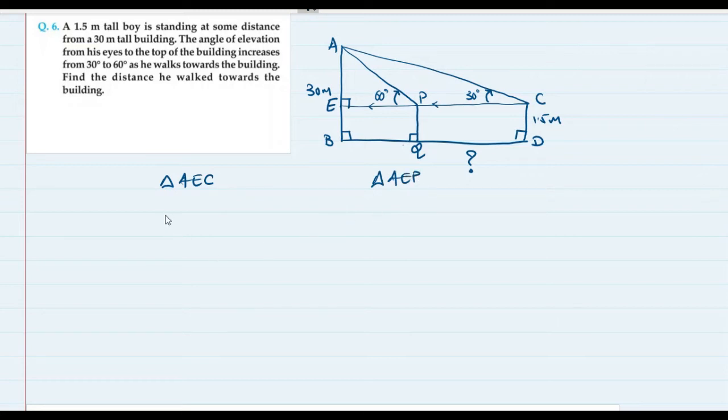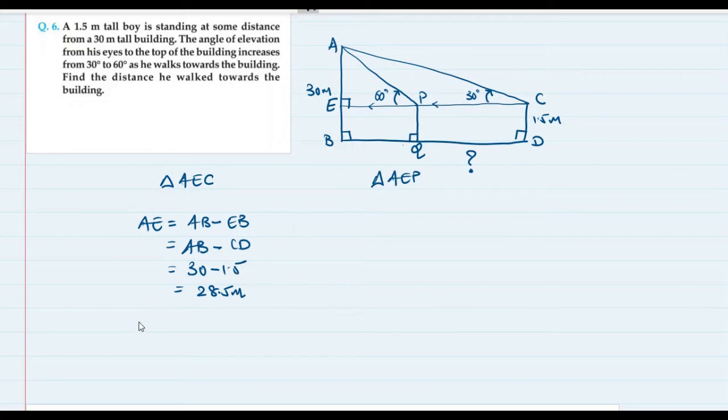In triangle AEC, can you find AE? AE is AB minus EB, which is AB minus, you know what EB is equal to? EB is equal to CD. Why? Because if you see closely, EBDC is a rectangle. Opposite sides of a rectangle are equal. So AB is 30 and CD is 1.5. So 30 minus 1.5 is 28.5 meter. So we have found AE.